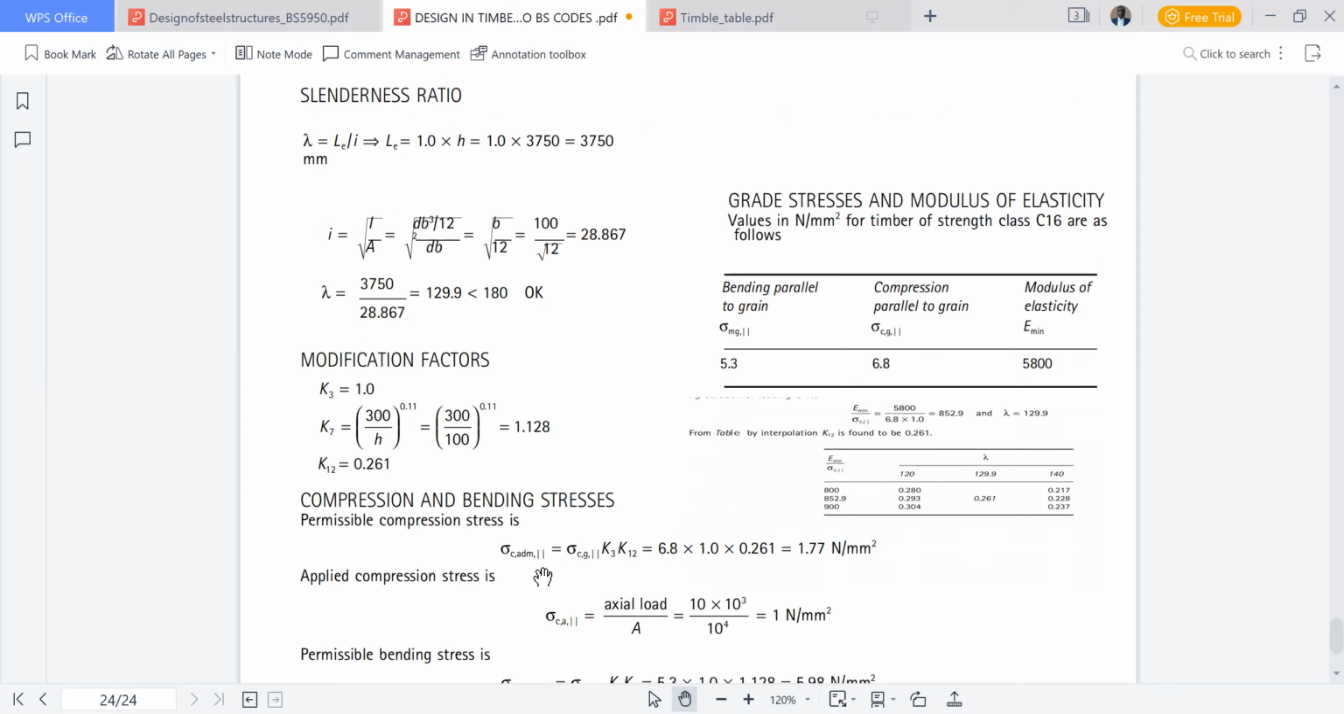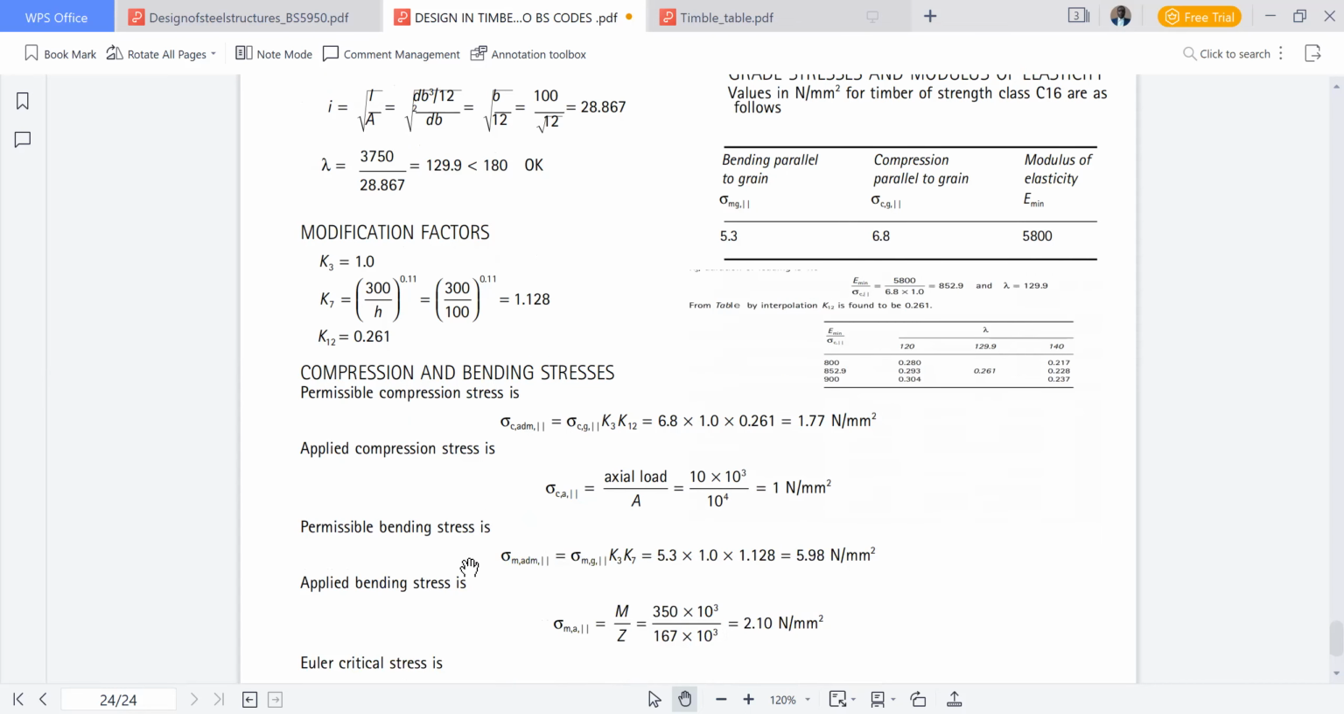Now we can go to compression and bending stresses. Permissible compression stress: for compression stress, you only deal with duration of loading and the K12, which is 6.8 multiplied by 1.0 multiplied by 0.261, getting 1.77 Newton per millimeter square. This is the same as what you obtain in the example above. And then permissible bending stress. Here we use the values of K3 and K7. The bending parallel to grain, 5.3, we obtain from the table and multiply by K3 and K7. You find it is 5.98 Newton per millimeter squared.